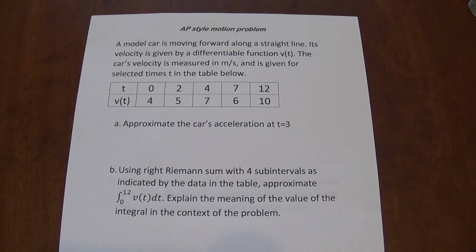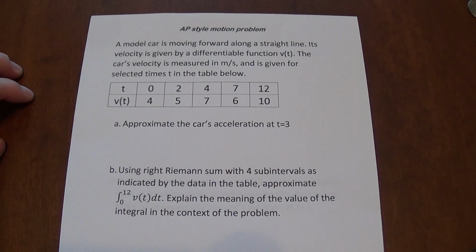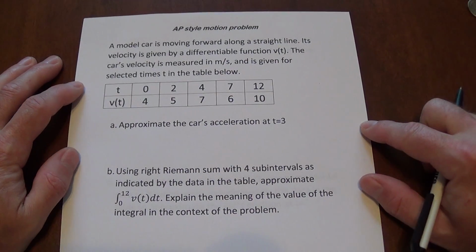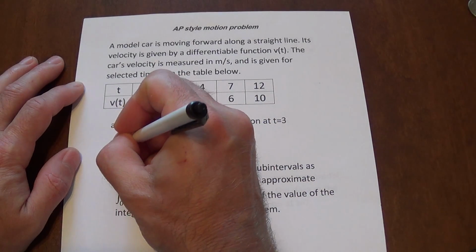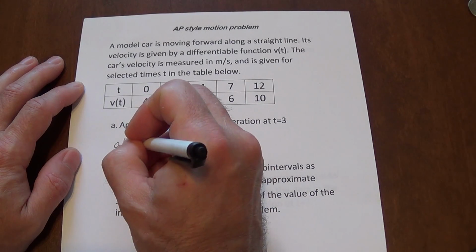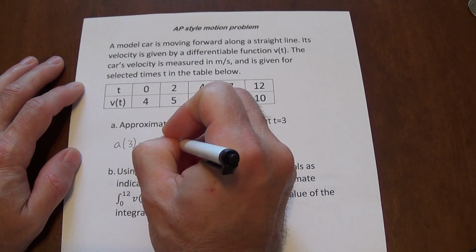Hi, we're going to take a look at this AP style motion problem, very typical in an AP question. So we have a model car that's moving along a straight line, moving forward. The velocity is given to us by a differentiable function v of t, and we have some selected values of the velocity at some point in time as given in the table. So the first question is to approximate the car acceleration. This is velocity. The acceleration is the first derivative. So a of 3 will be v prime of 3.